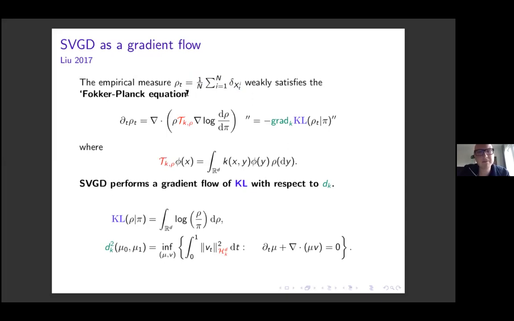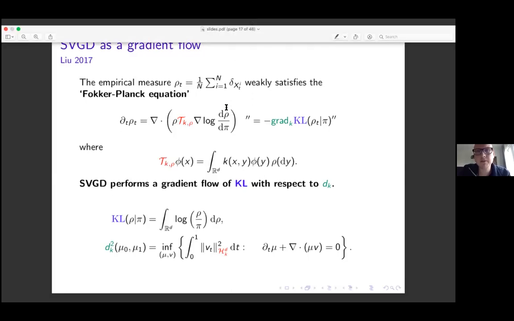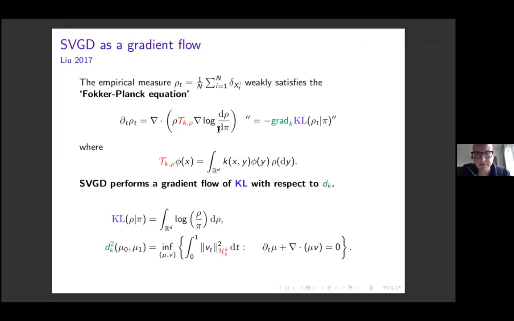I wrote Fokker-Planck equation, but it's not actually the usual Fokker-Planck equation, because there's this operator T_k rho here, which is a convolution type operator. So convolution against the kernel k and against the measure. Experts who know about the Fokker-Planck equation as investigated by Otto will recognize it if you just throw out this integral operator. With this integral operator in place, it's a non-local PDE, which involves an integral. And a good way to think about this PDE is to write it in this form.